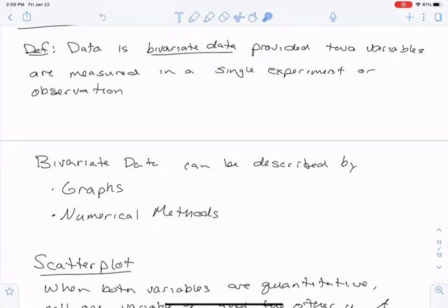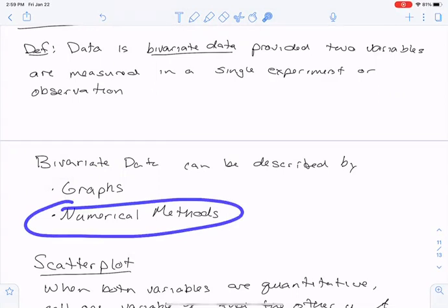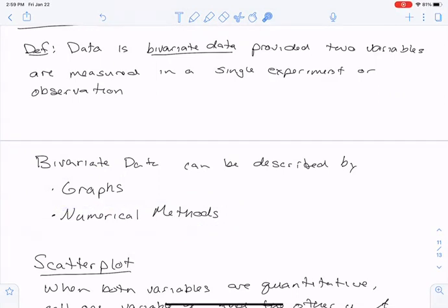Bivariate data are often described by graphs, right? A Cartesian plane with an X and a Y are really good ways to describe how the data works, and some other numerical methods. We're going to talk primarily in this video about graphs, and chapter 10 is really going to focus on the numerical methods. So that's going to be towards the end of the course.